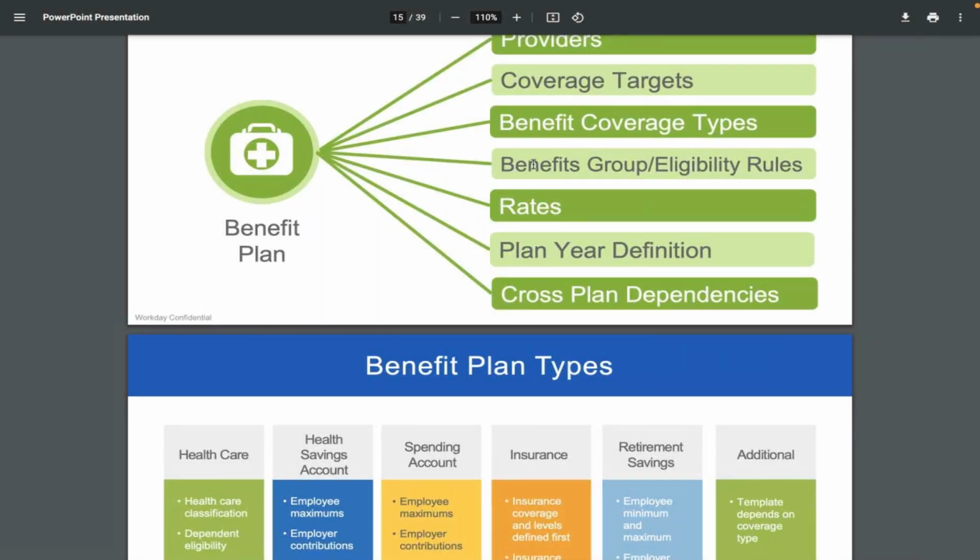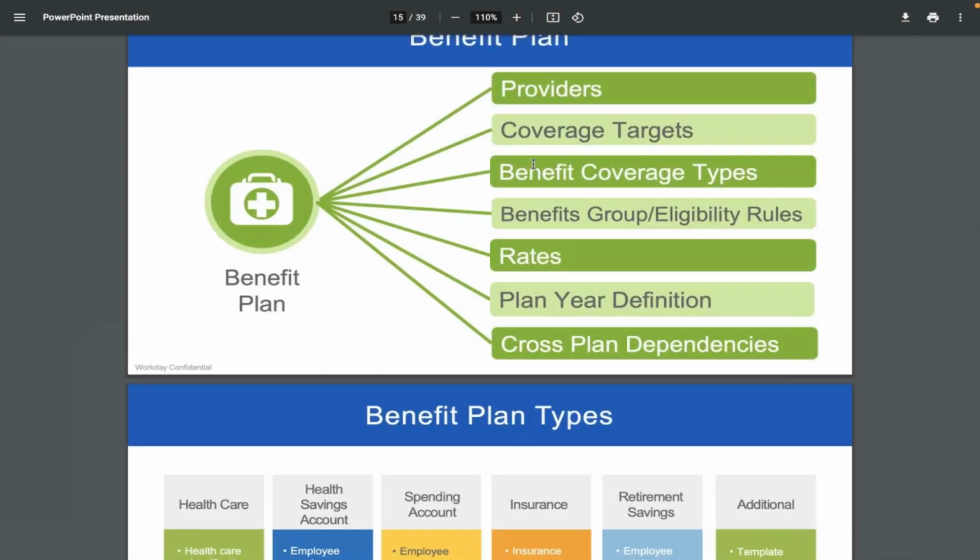And then benefit group or eligibility rule. Who is eligible for this benefit plan? Only employees working in the USA are eligible, or only employees in the USA who are also full-time, not part-time. Only employees in the USA plus full-time plus regular employees are eligible, not contingent. We can create these through eligibility rules and benefit group eligibility rules. To make it simple, it defines who is eligible for the plan.